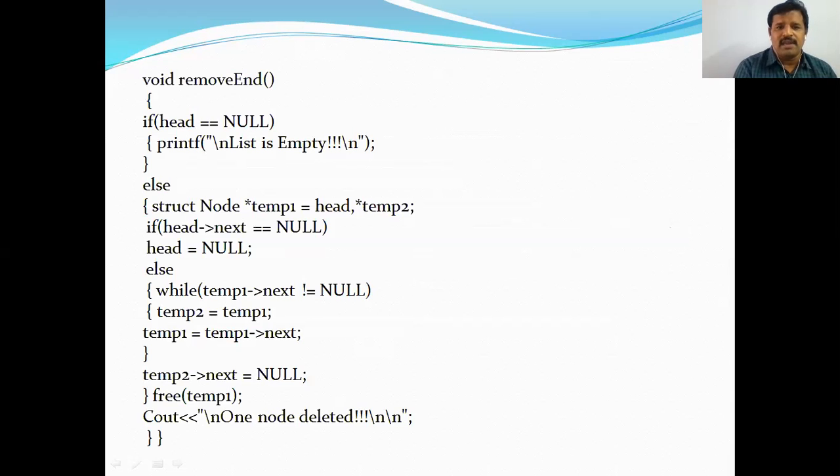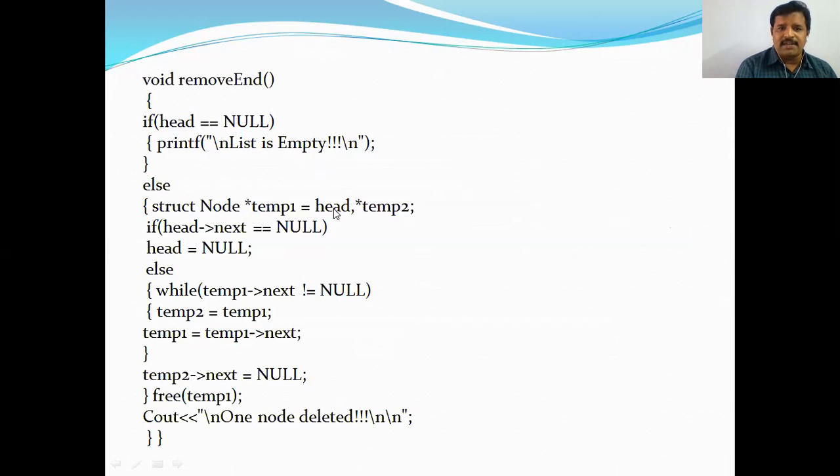Right? This is the procedure, and this is the code. Already we discussed head equal to null. That means the list is empty. Just print empty. Then create two pointers, temp1 and temp2, and temp1 is assigned to head.